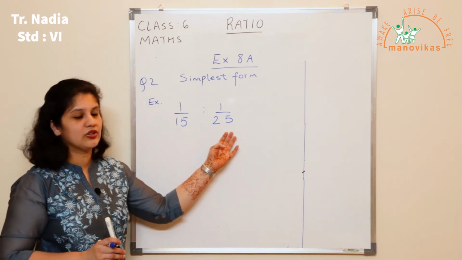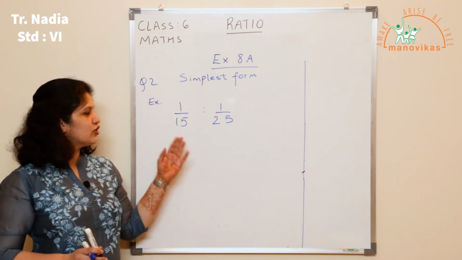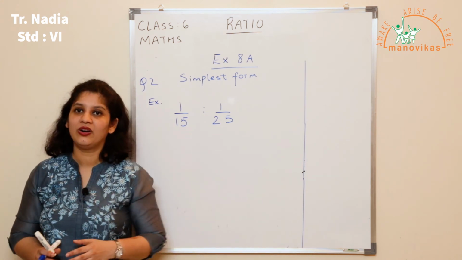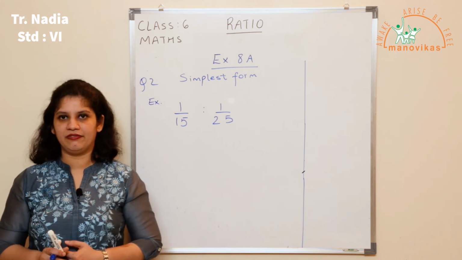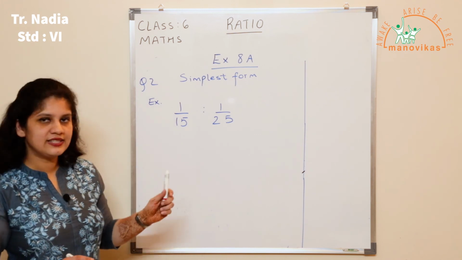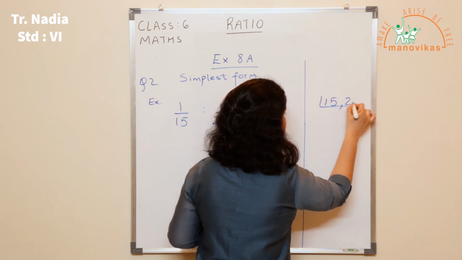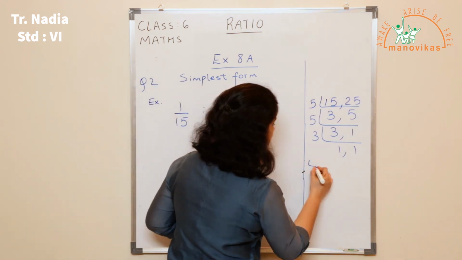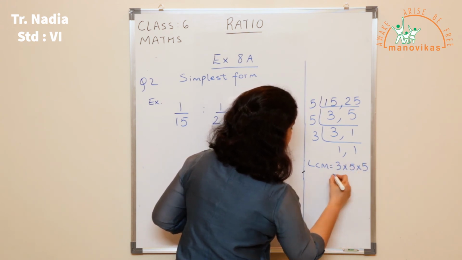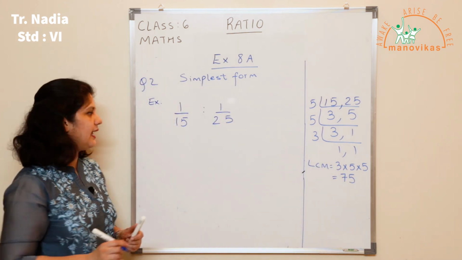So here the ratio is in terms of fractions. Your first term is a fraction, your second term is also a fraction, and you are asked to simplify this. How will you read this ratio? It will be read as 1/15:1/25. Now how do you simplify when they are in fraction form? First step, find the LCM of the two denominators. Let me multiply and check: there is a 3 and 2 5s, so this comes to 75.